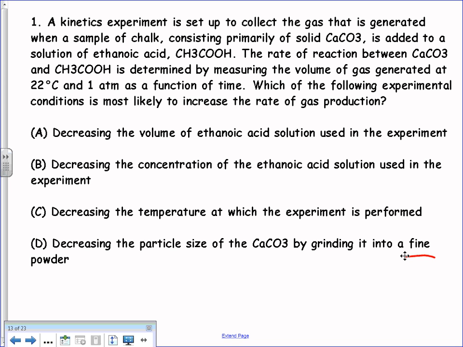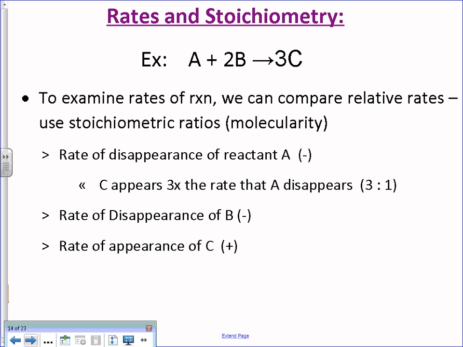Cool. So this is a multiple choice question from the AP exam two years ago. Nice, right? You could have gotten that one before you walked in here. Okay, I've got a couple things to talk about with rates, and then we're going to do an activity called All Screwed Up, because by the end of this, we're going to be all screwed up with kinetics.